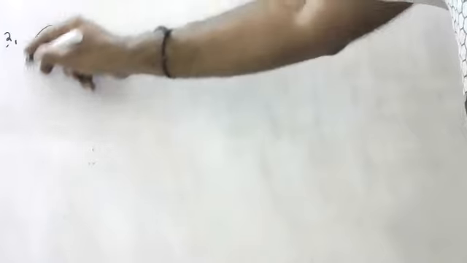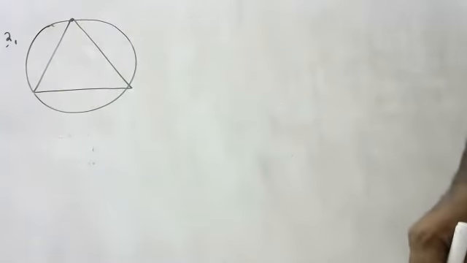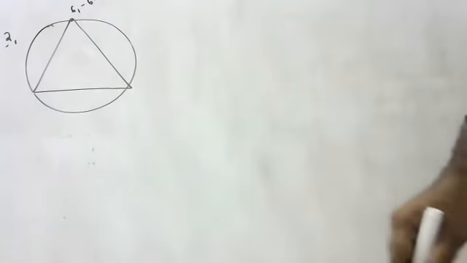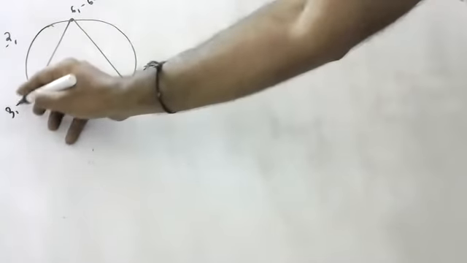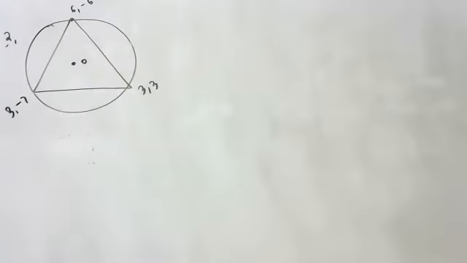Find the center of the circle. This is also very, very important. Same textbook sum only. Find the center of the circle passing through 6 comma minus 6, 3 comma minus 7, and 3 comma 3. Okay, find the center of the circle. This is also a very, very important question.